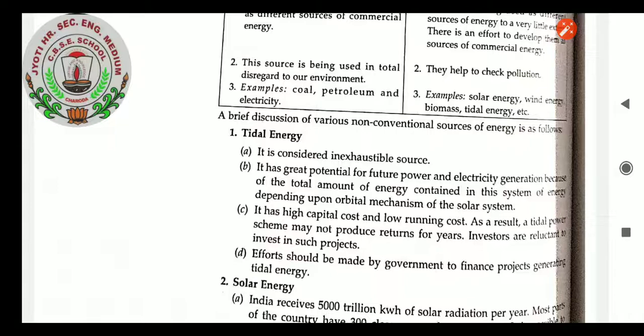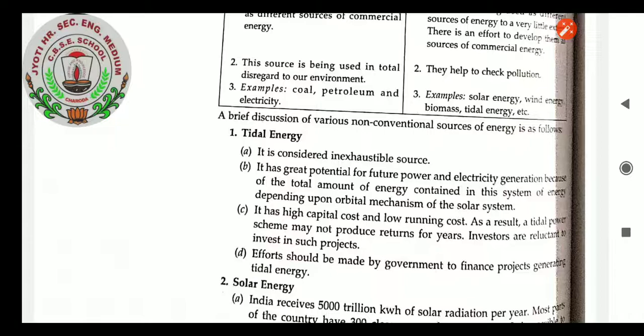Very first, tidal energy, you can see there. It is considered an inexhaustible source of energy. It has great potential for future power and electricity generation because of the total amount of energy contained in the system, depending upon the orbital mechanism of the solar system.